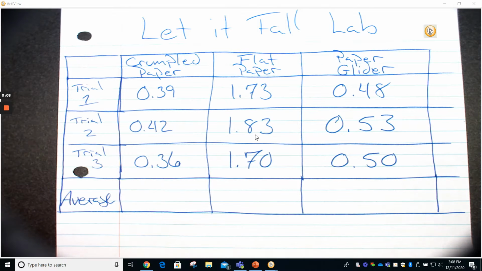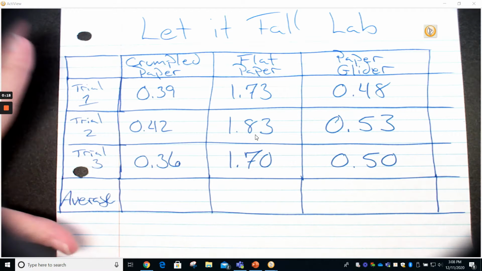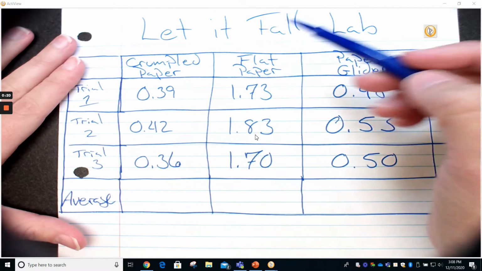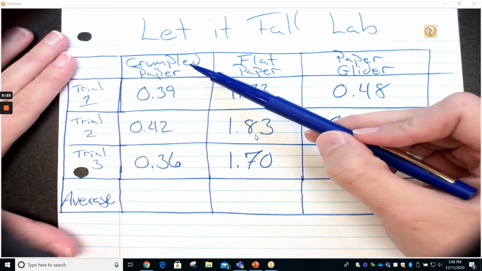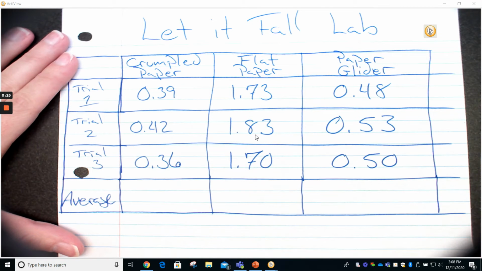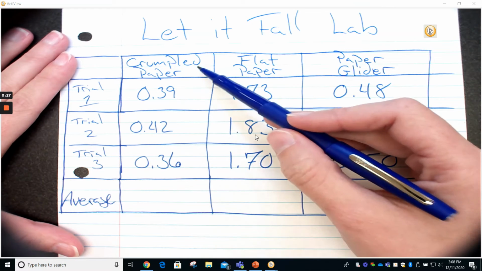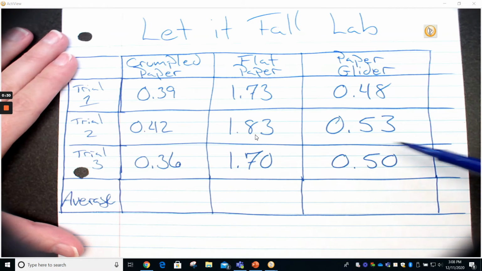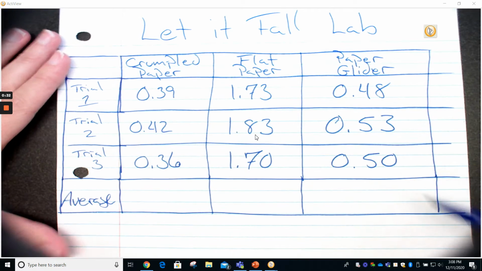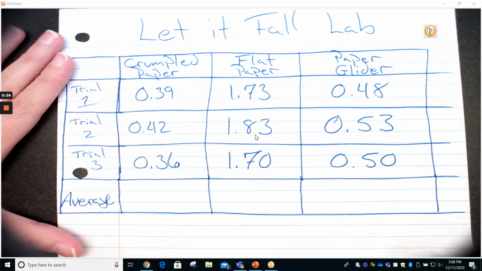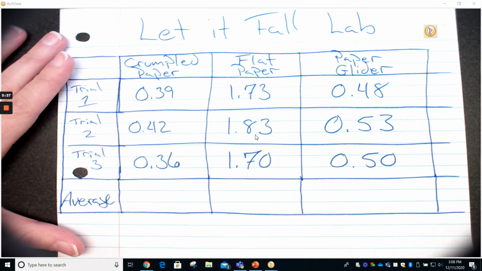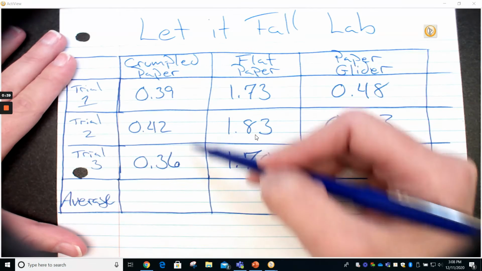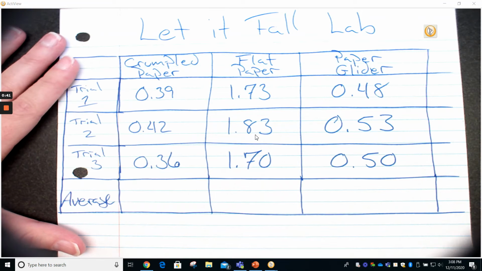We're about to have a lesson in math a little bit. So this is finding the average. It's really not that hard. I don't know if you can tell, but I redid my table a little bit so it's easier for you guys to see. When I finished my trials, I went ahead and wrote my times in here that I got off of my timer. There's my crumpled paper, there's my flat paper, and there's my paper glider. Now we need to do something with these numbers. We need to figure out the average time of fall for each of these types of paper, okay?